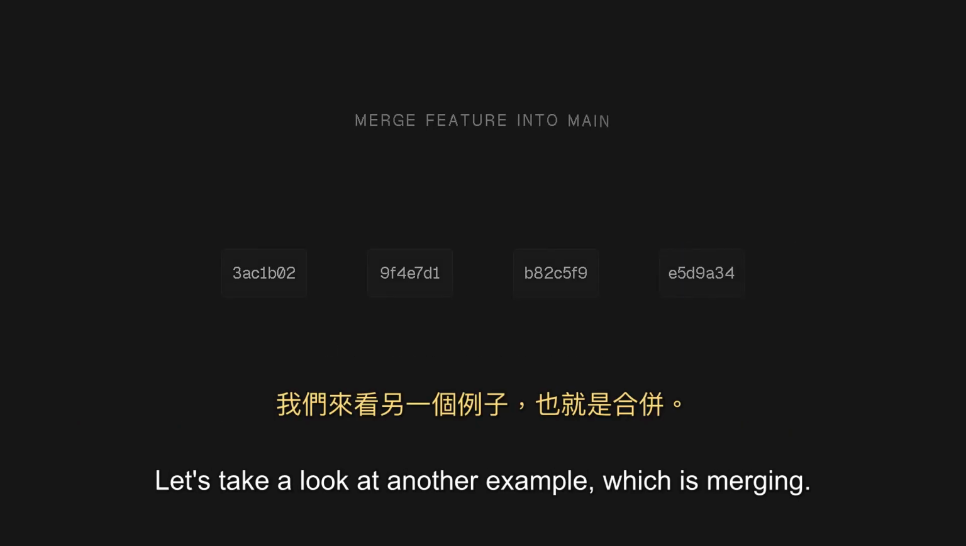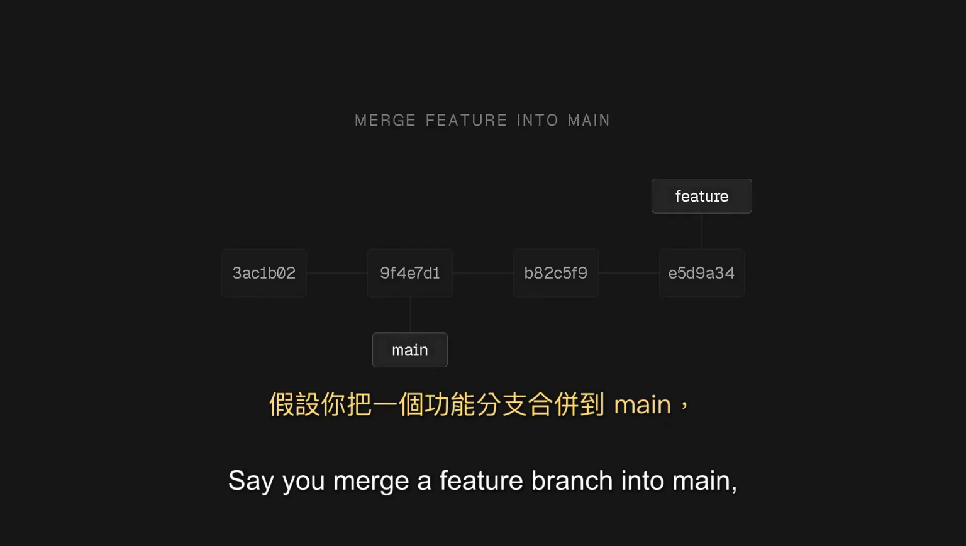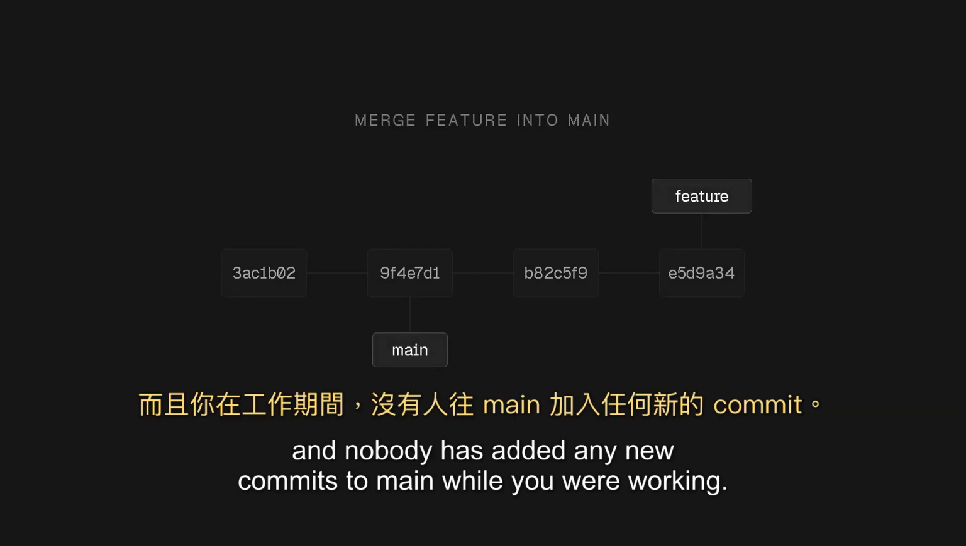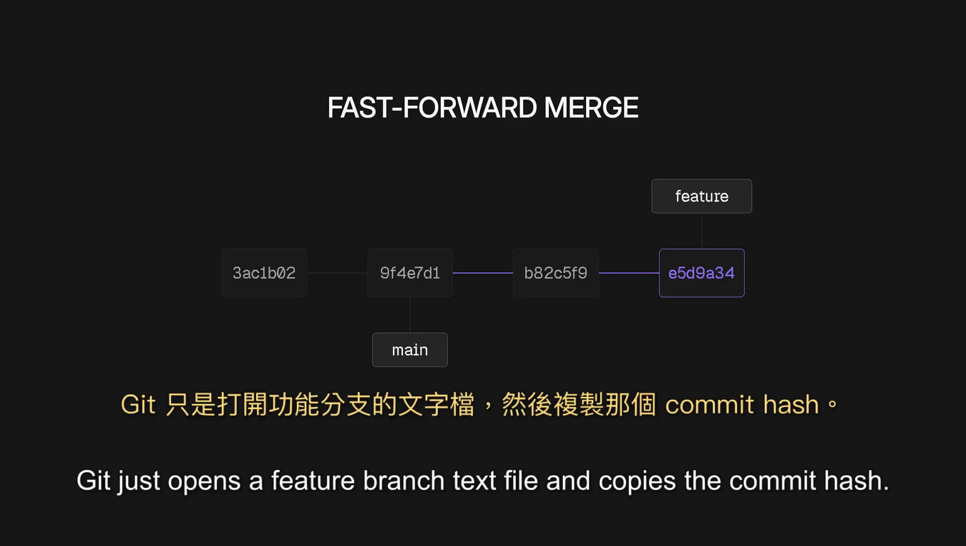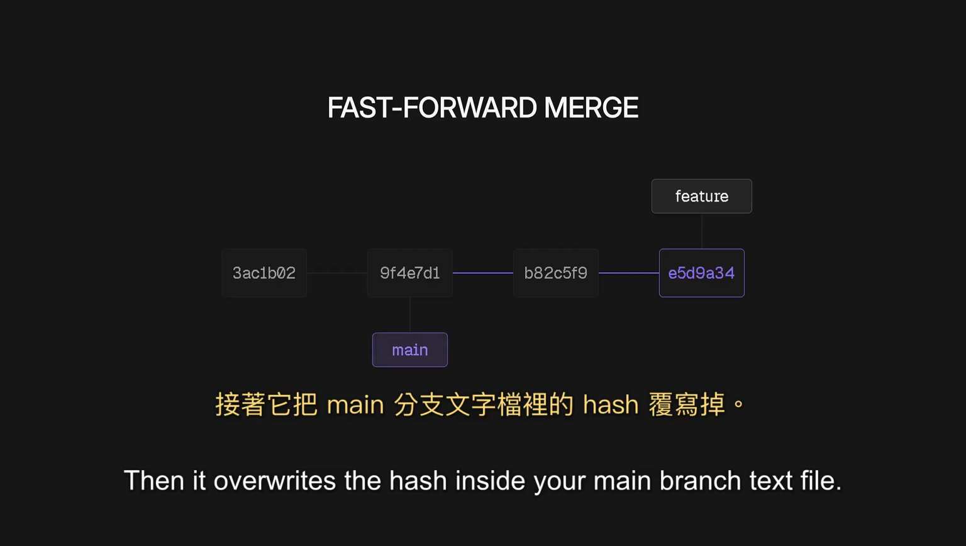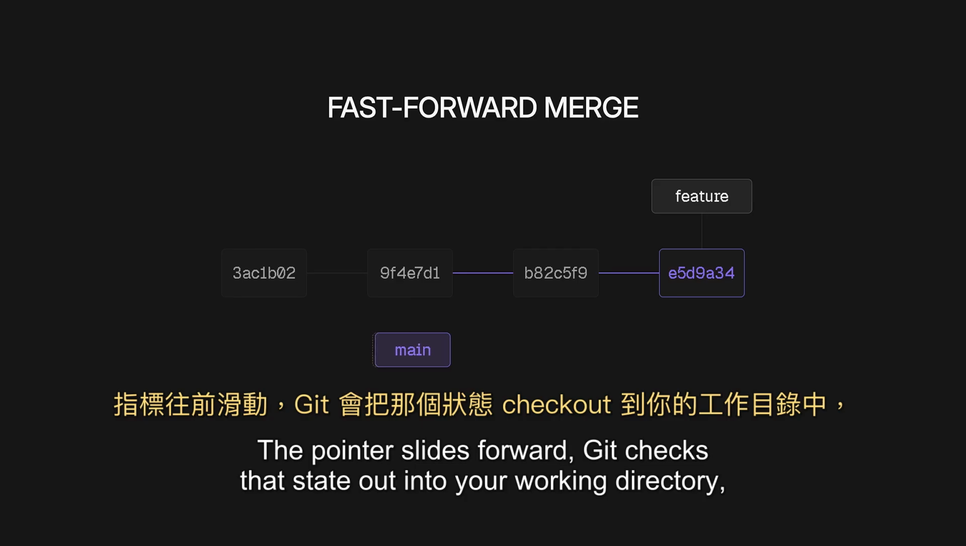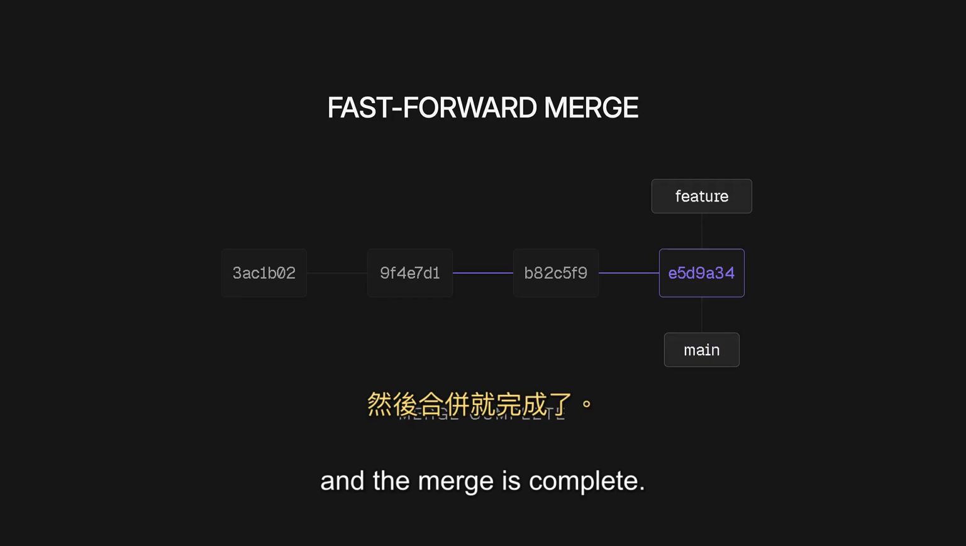Let's take a look at another example, which is merging. Say you merge a feature branch into main and nobody has added any new commits to main while you are working. In that case, Git can do a fast-forward merge and it does not create a single new object. Git just opens the feature branch text file and copies the commit hash. Then it overwrites the hash inside your main branch text file. The pointer slides forward, Git checks that state out into your working directory, and the merge is complete.